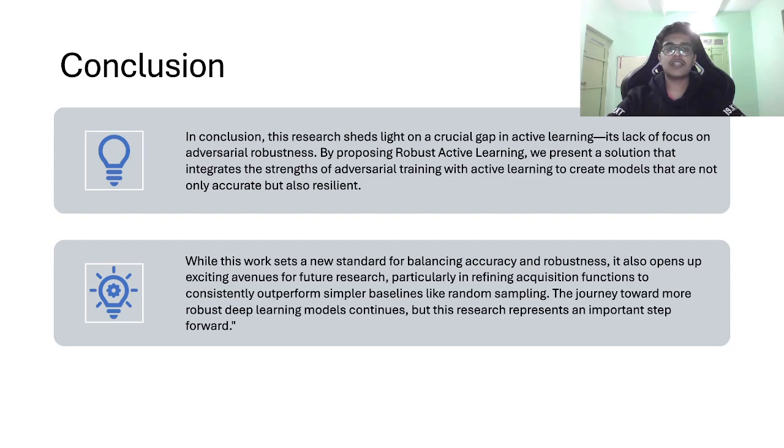So in conclusion, this research sheds light on a crucial gap in active learning, that is the lack of focus on adversarial robustness. By proposing robust active learning, we present a solution that integrates the strength of adversarial training with active learning to create models that are not only accurate but also resilient.